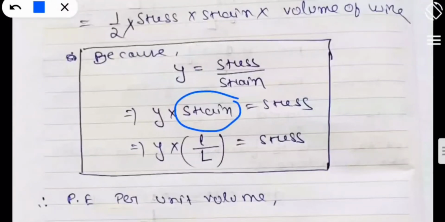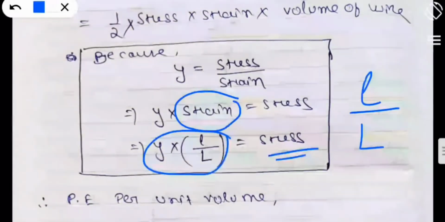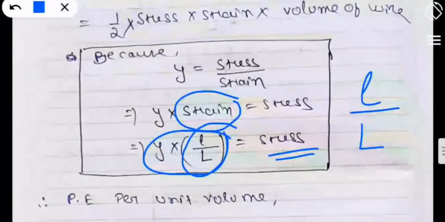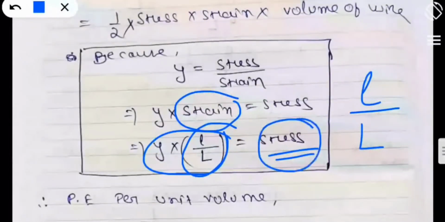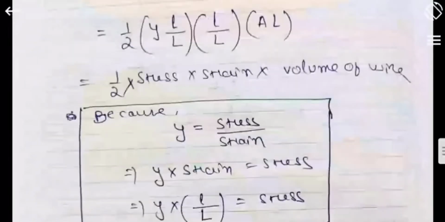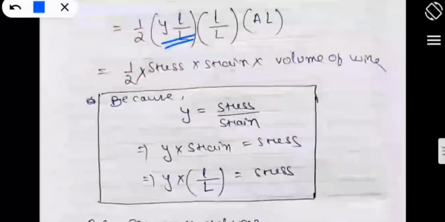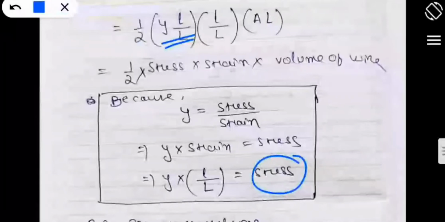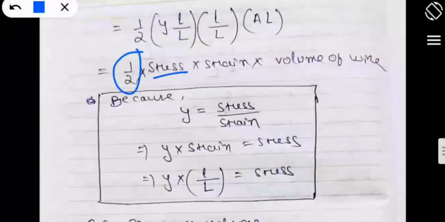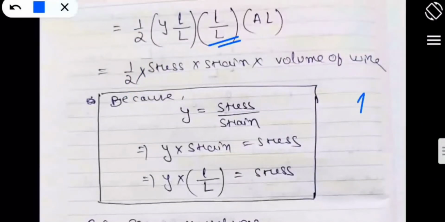So what is strain? Strain is change in length divided by original length, l upon L. So Y into l upon L is going to give me the answer, stress. Just putting the formula of strain, Y into l upon L is going to give me the result of stress. See here, all of you can see that Y into l upon capital L is going to give you the result of stress, right? So this is half into stress. Now, coming back to this formula, what is this l by L?